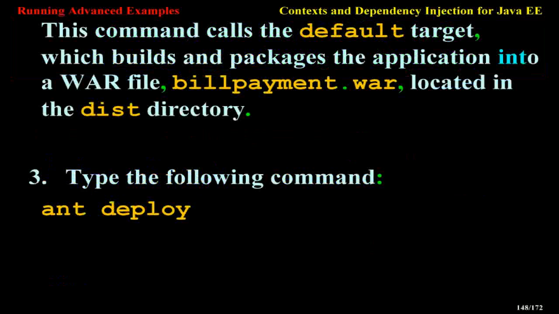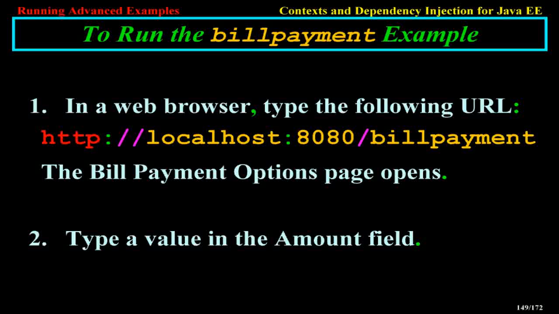Ant. This command calls the default target, which builds and packages the application into a WAR file, billpayment.war, located in the dist directory. Type the following command, ant deploy. To run the bill payment example.